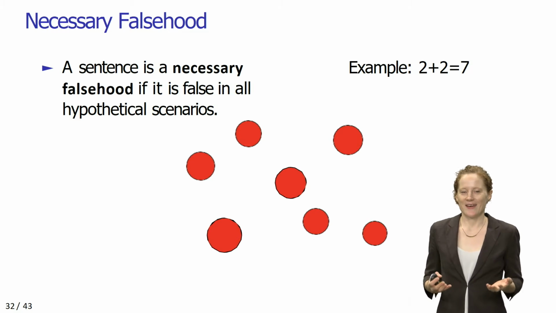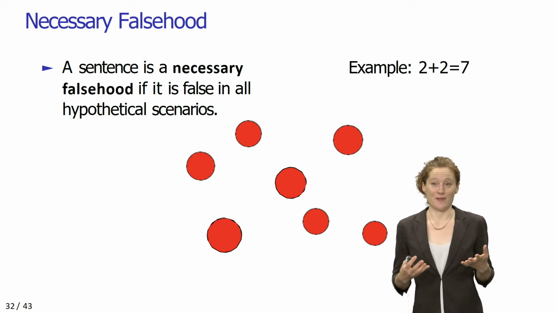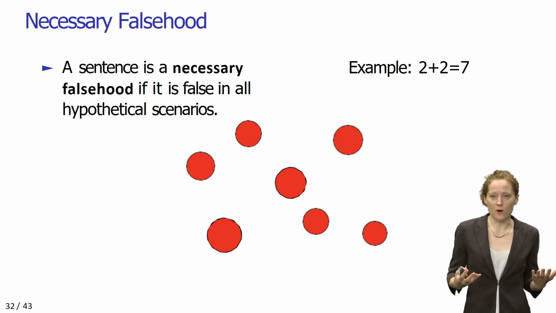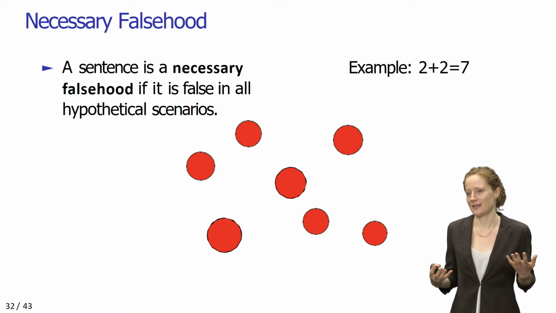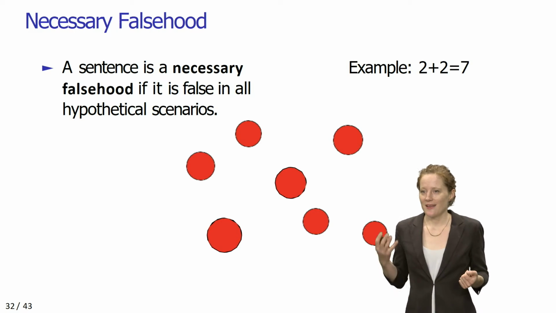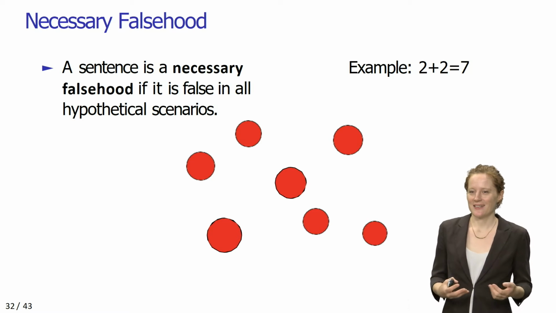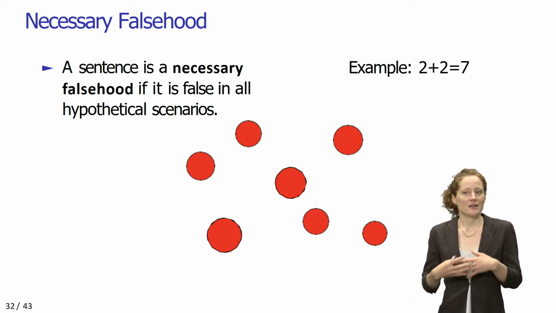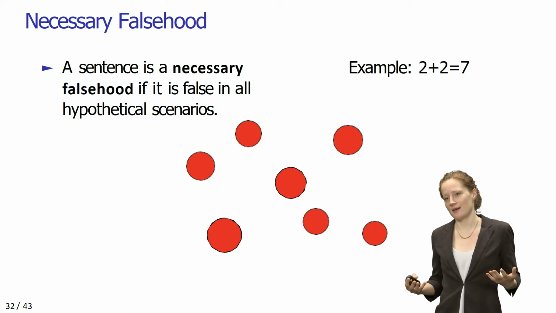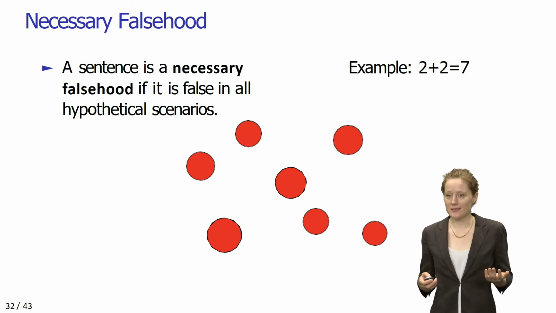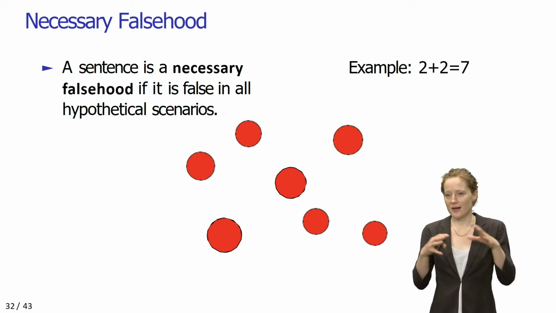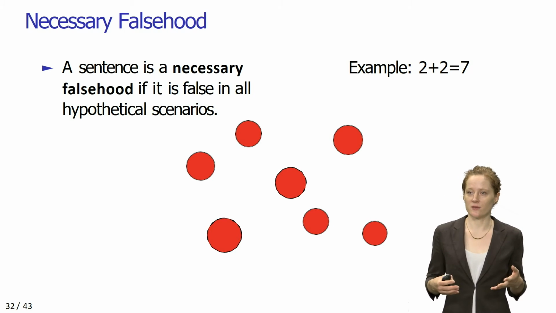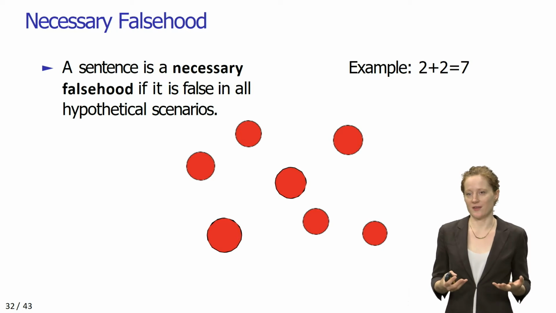The opposite of a necessary truth is a necessary falsehood. A sentence is a necessary falsehood if it is false in all hypothetical scenarios. So for example, the sentence 2 plus 2 equals 7 is false, and given that mathematics does not depend on what the world is like, it is false in all hypothetical scenarios. And I've again represented this situation in this picture by coloring all the hypothetical scenarios in red, representing the fact that 2 plus 2 equals 7 is false in all hypothetical cases.